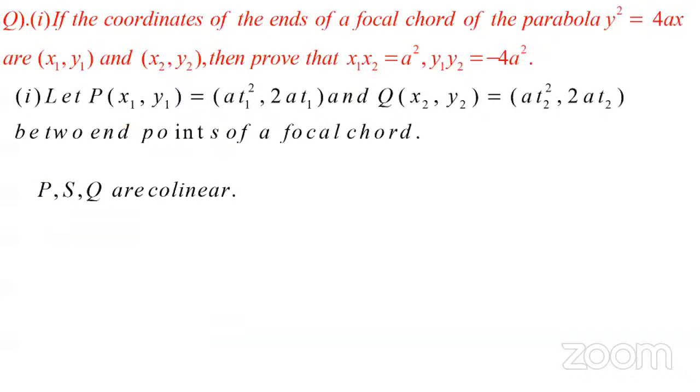So how can we prove that they are collinear? Collinear means the slopes are equal, or the determinant value is 0. So I'm taking only the slope value here. That is, slope of PS equal to slope of QS.